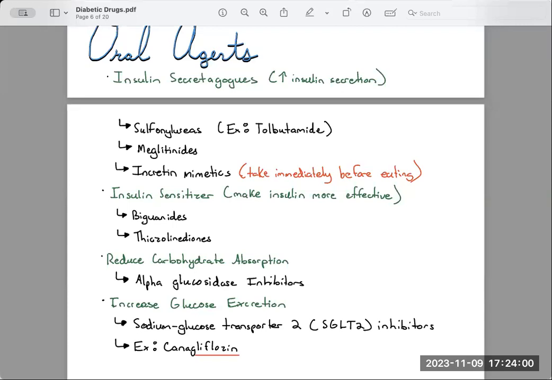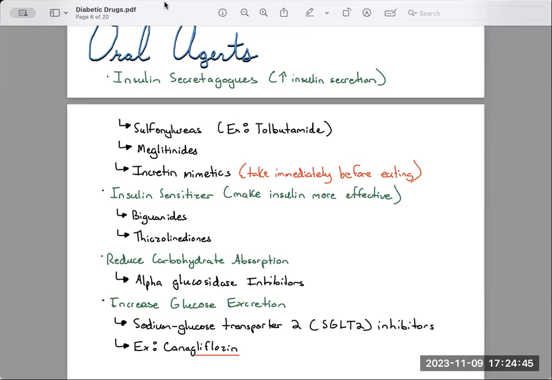So the first group of oral agents is what we call insulin secretagogues. I don't know how to say that, but let's just call them secretagogues. They increase insulin secretion, right? Secretagogues, they increase insulin secretion. Now, these include sulfonylureas, that is a class of medications. This includes meglitinides, which are also called glinides, and incretin mimetics, which are similar to insulin. They work very similarly, but they're not insulin. They're like a hormone.